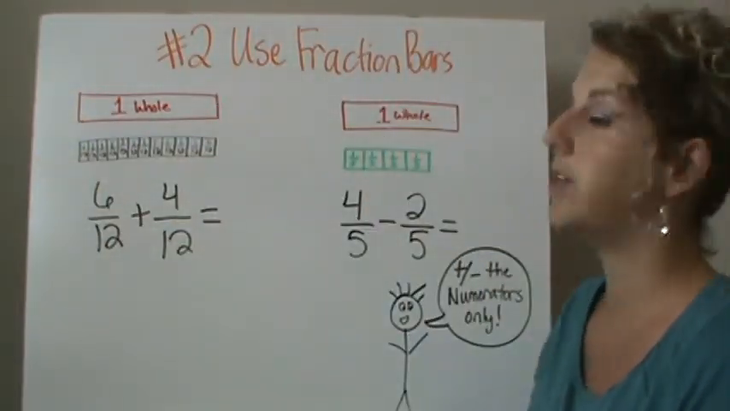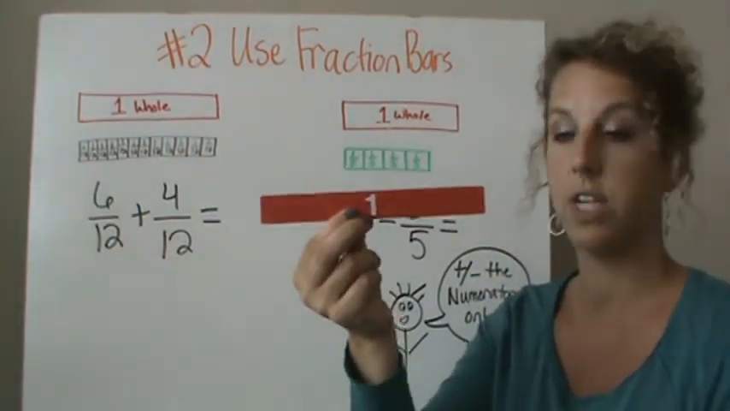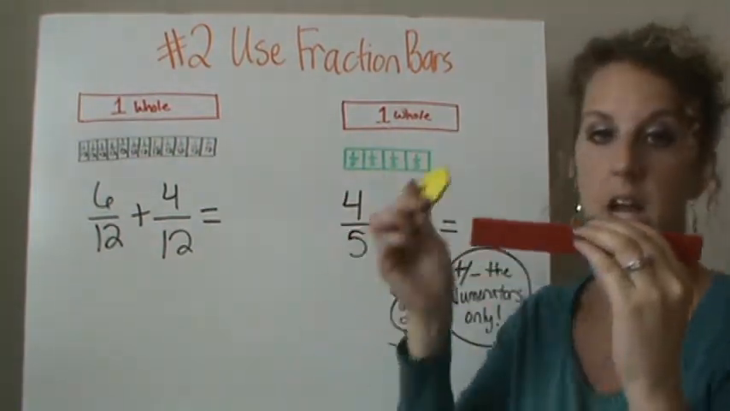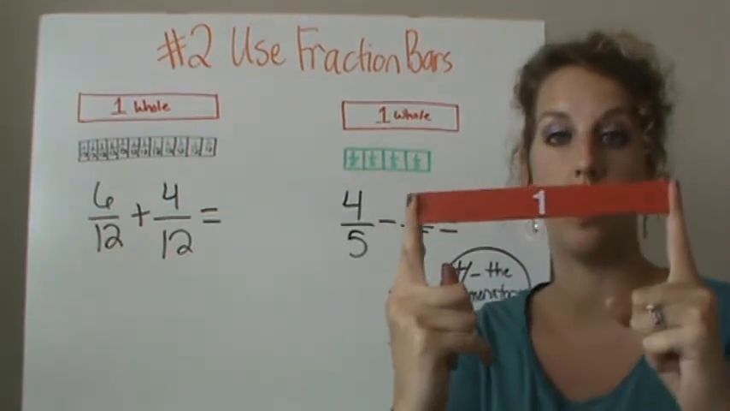Another strategy is to use your fraction bars. So, okay, again, we have our 1 fraction bar. It represents one whole. Just like with our hexagon, this represents a whole. This bar from one end to the other end is one whole.